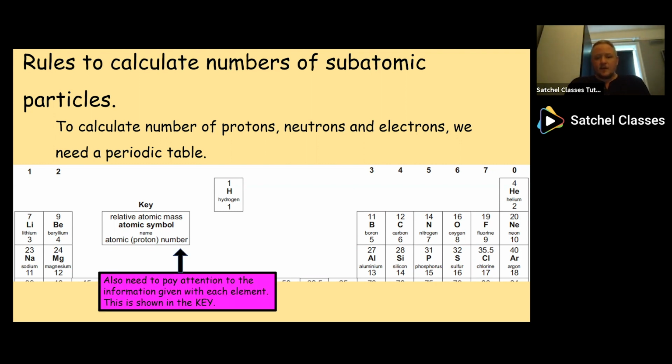For example, the key. This key is really useful for telling us what the arrangement of our table is. The key tells me that the relative atomic mass is the number on the top, the atomic symbol is the letter, the name of the element is printed under that, and the atomic or proton number is at the bottom of the box. So if I take hydrogen as an example, this is my relative atomic mass, that is my atomic symbol, that is the name, and that is the proton number.